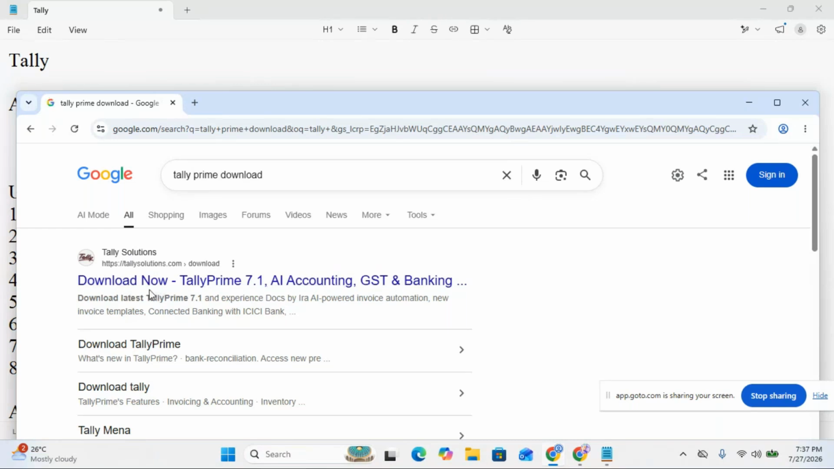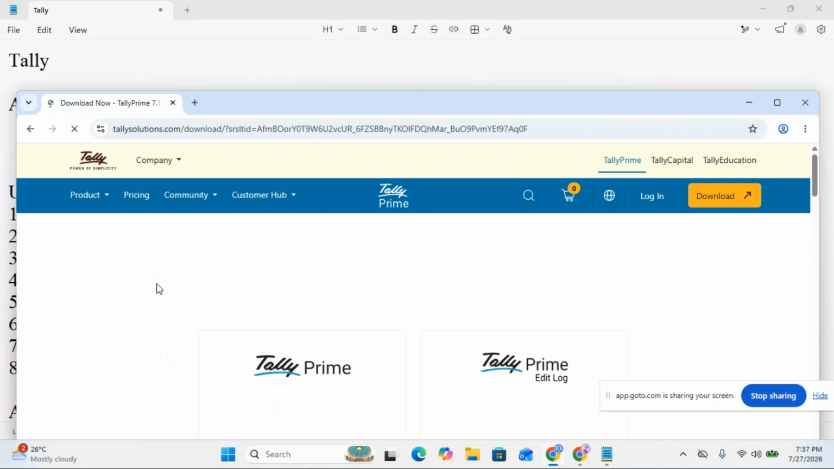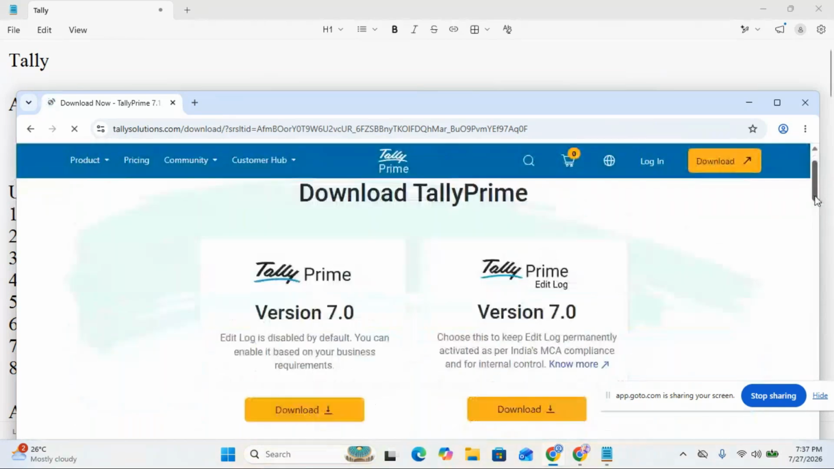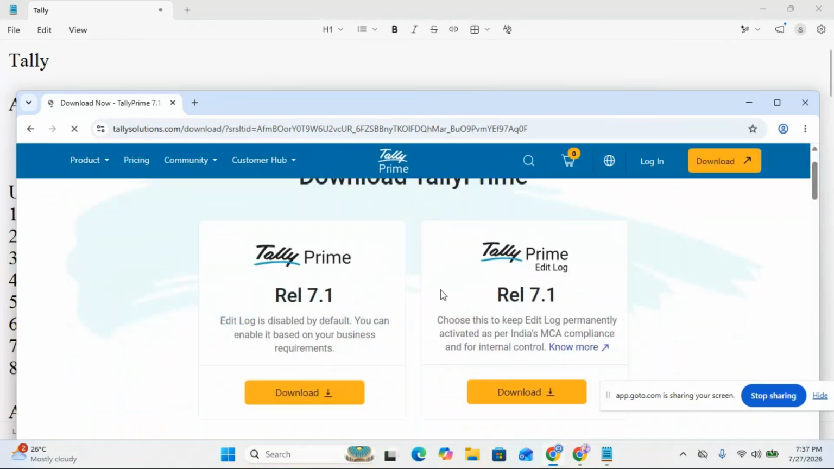Which version? 7.1. The first one. Click on download now. And here you have two options: one is Edit Log and one is TallyPrime 7.1. Don't go with Edit Log. Select the first one, download. Once you click on download, you'll get one setup file.